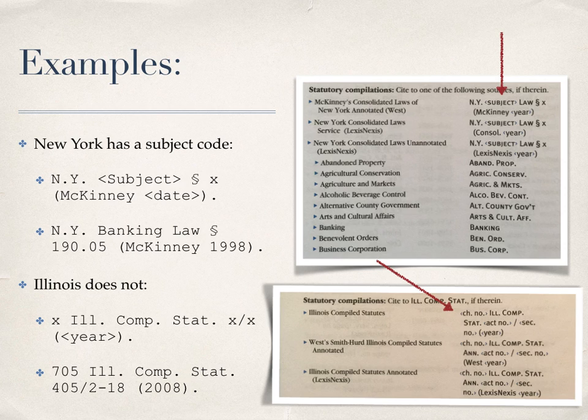To fill in all these blanks, this is a cite for a provision of the Juvenile Court Act. It appears in Chapter 705, the Illinois Compiled Statutes. Act number 405 is the Juvenile Court Act, and I want to draw my reader's attention specifically to Section 2-18. I finish off my cite with the 2008.